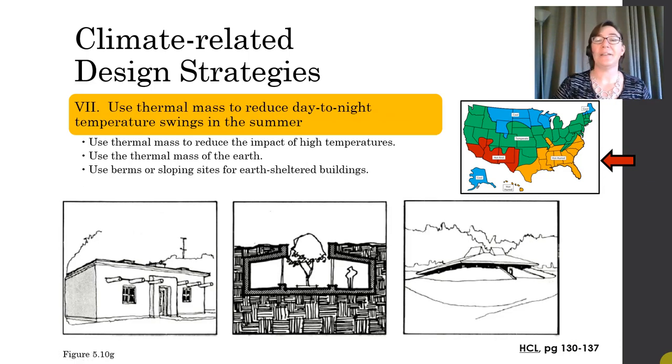Switching over to the hot arid or hot and dry part of the country, design strategy number 7 here is to use thermal mass to reduce some day to night temperature swings in the summer. So what you're basically doing is storing up the heat in the daytime and slowly discharging it over the nighttime rather than quickly distributing the heat during the day, which is too much.